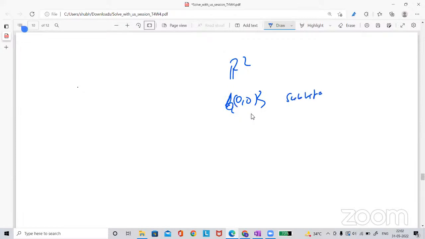Okay. The simple example is, you have R2. I am taking a subset {(0, 0)}. Is this a subspace of R2 or not? Check all three conditions. Sir, the condition that 0 belongs to the subspace, that is true for everything, no?